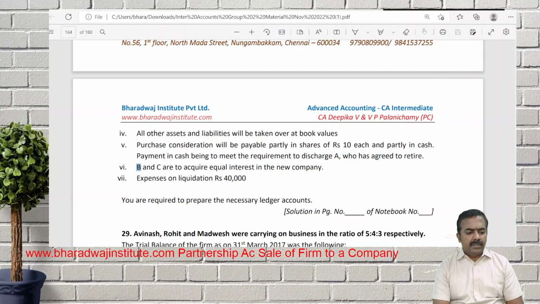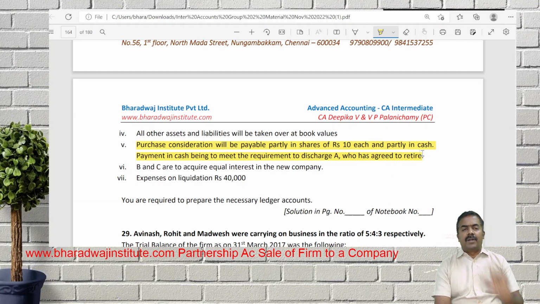Retire. B and C acquire what? Equal interest in the new company. Expense on liquidation amounted to how much? 4,000. So purchase consideration we can work out, but the cash consideration alone we decide later. How much will be paid in cash we cannot decide at the first side.